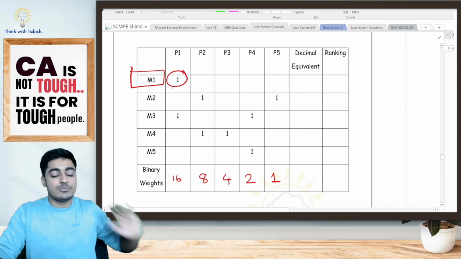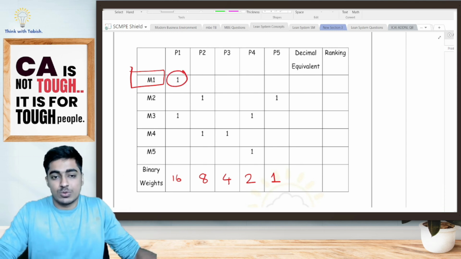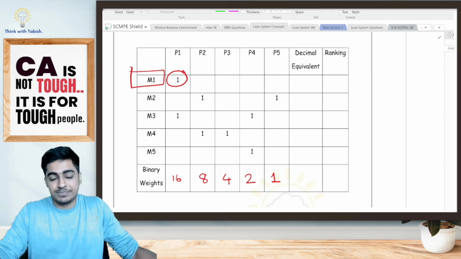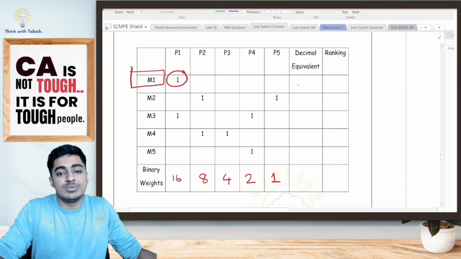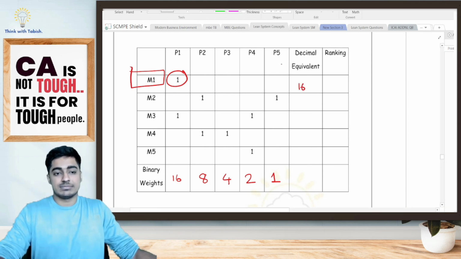What is the weight of P1 that we have assigned? Yes, the weight of P1 that we have assigned is 16. So here it is going to be 16. As simple as that. Is it clear?